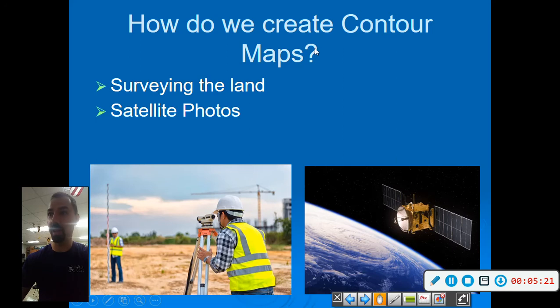For satellites, definitely more recently, they are being used. It's called remote sensing when we do that, and that's becoming more common because it's basically much faster and more accurate, obviously. But again, people have to have the know-how to use the satellite data and create the maps.